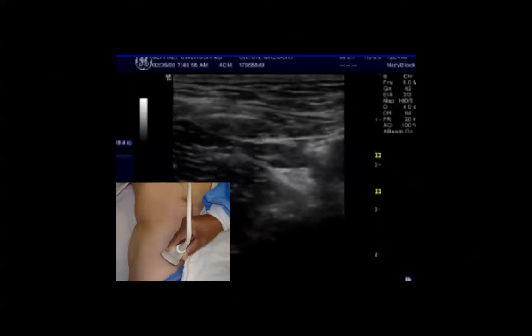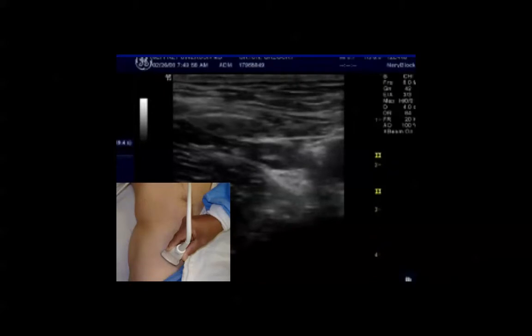Notice in all three of these examples, the femoral nerve stayed adherent to the superficial surface of the iliopsoas muscle. And this is fine. You do not need to get a donut sign. If you get a donut sign, that's fine also, but you certainly don't need to move the needle or advance the needle towards the nerve to dissect it off the surface of the iliopsoas muscle.